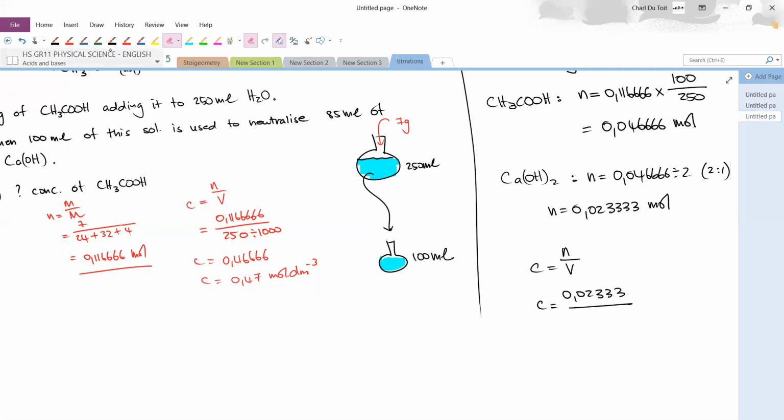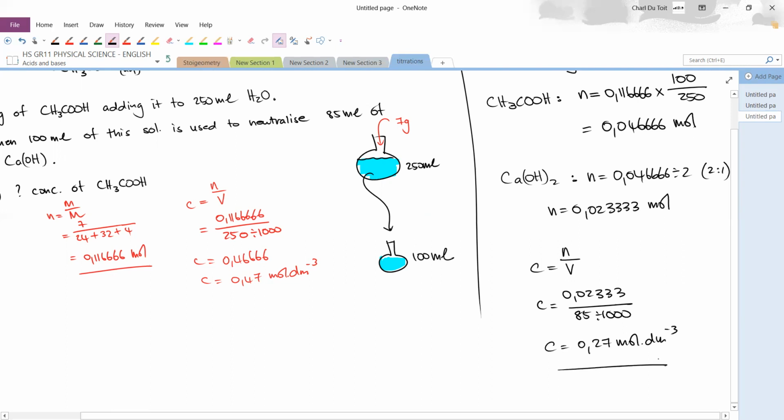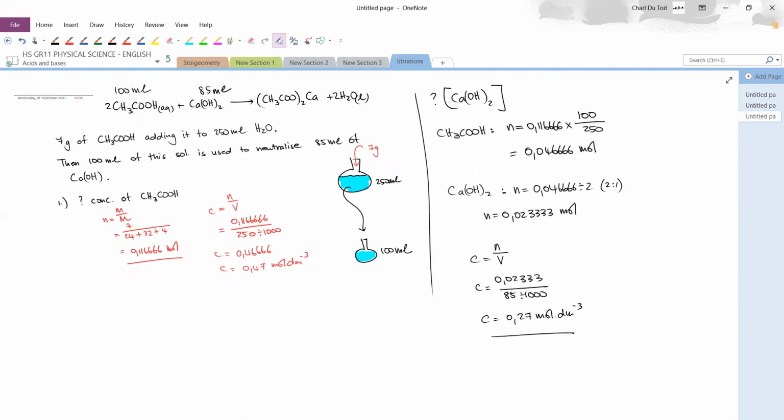But I would always recommend doing this in the test. You can just pop it in a calculator, which gives 0.27 mole per cubic meter. Very good. Awesome.